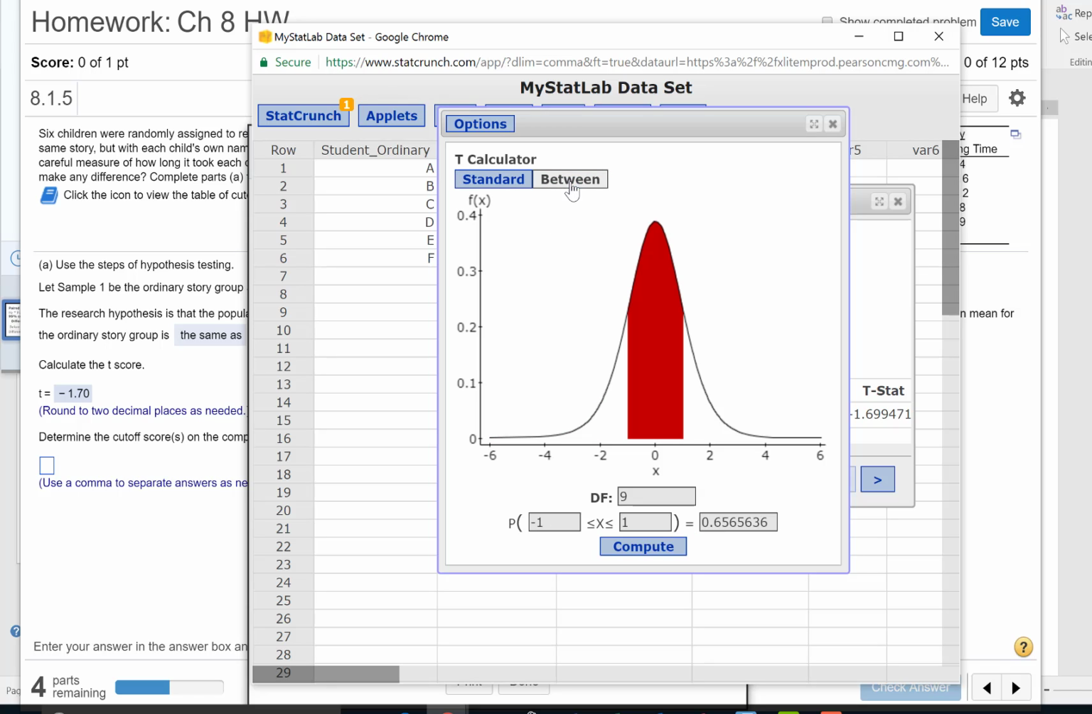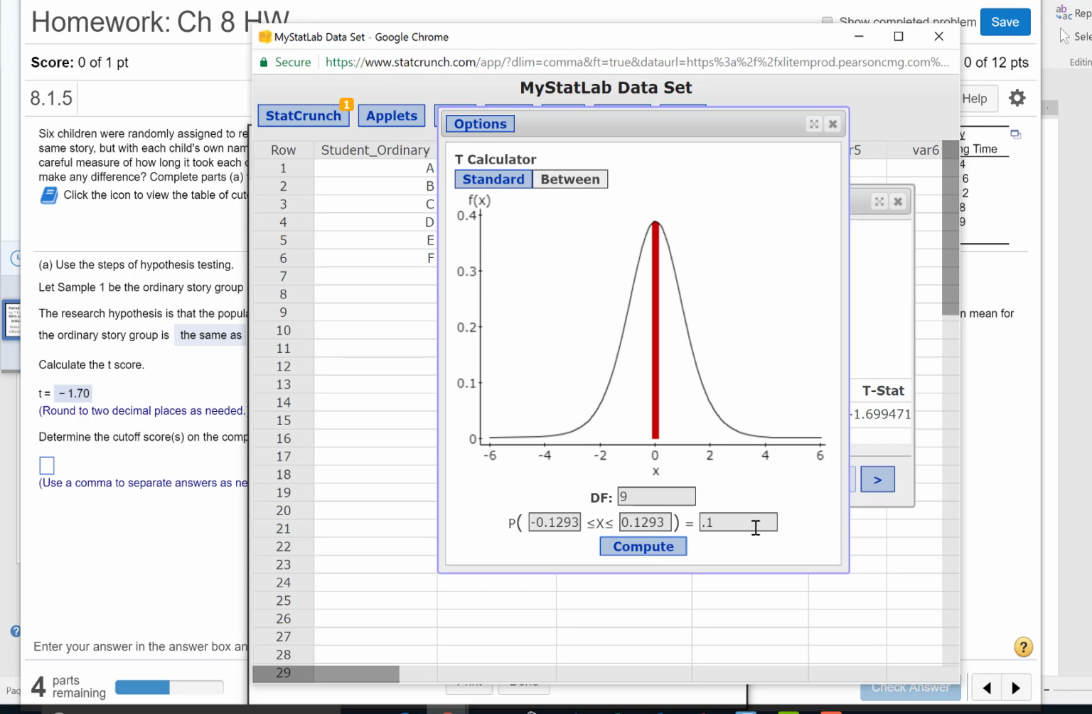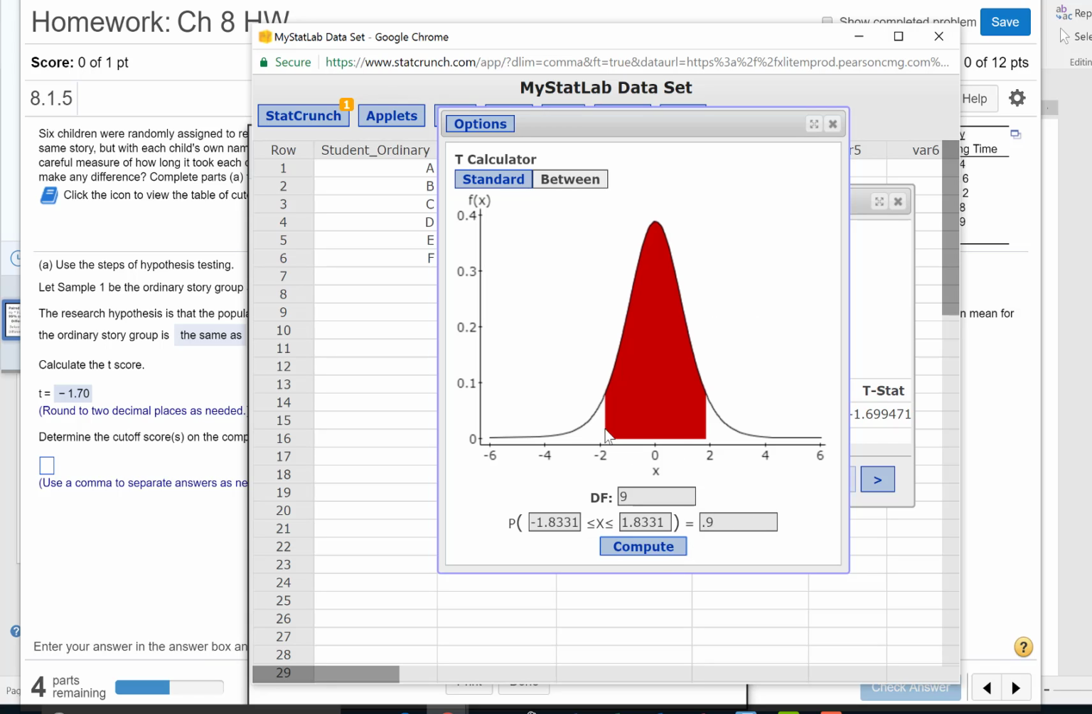You could do the between one, so click between. I've got to redo this one and just put 0.1. That doesn't work though, does it? So I have to do 0.9. And 0.9, because 90% of the data are in here, and then I've got 0.1 to split between the tails. Again, I still get the negative 1.833. Either way you do it is fine. I will never know which way you do it unless you tell me. So those are the two values.